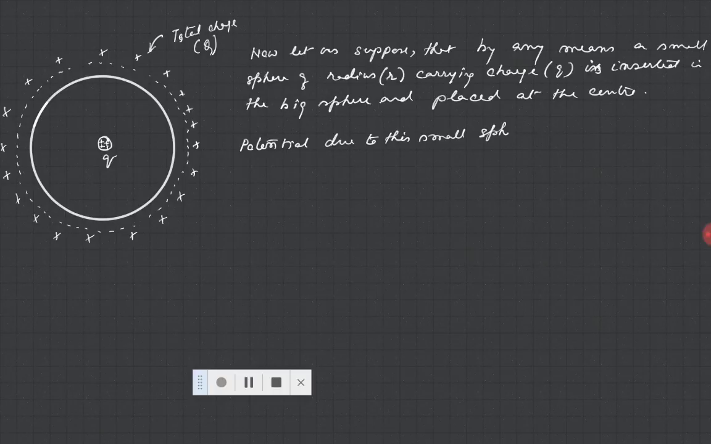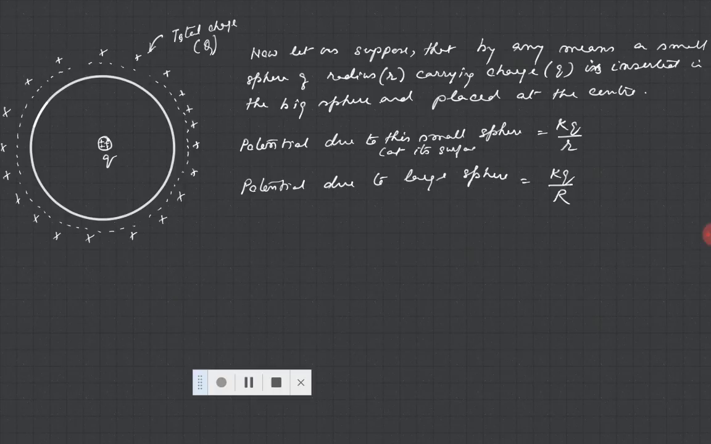So potential due to this small sphere of radius r is equal to K small q by r, and potential due to the large sphere of radius capital R due to this charge is K small q by capital R.